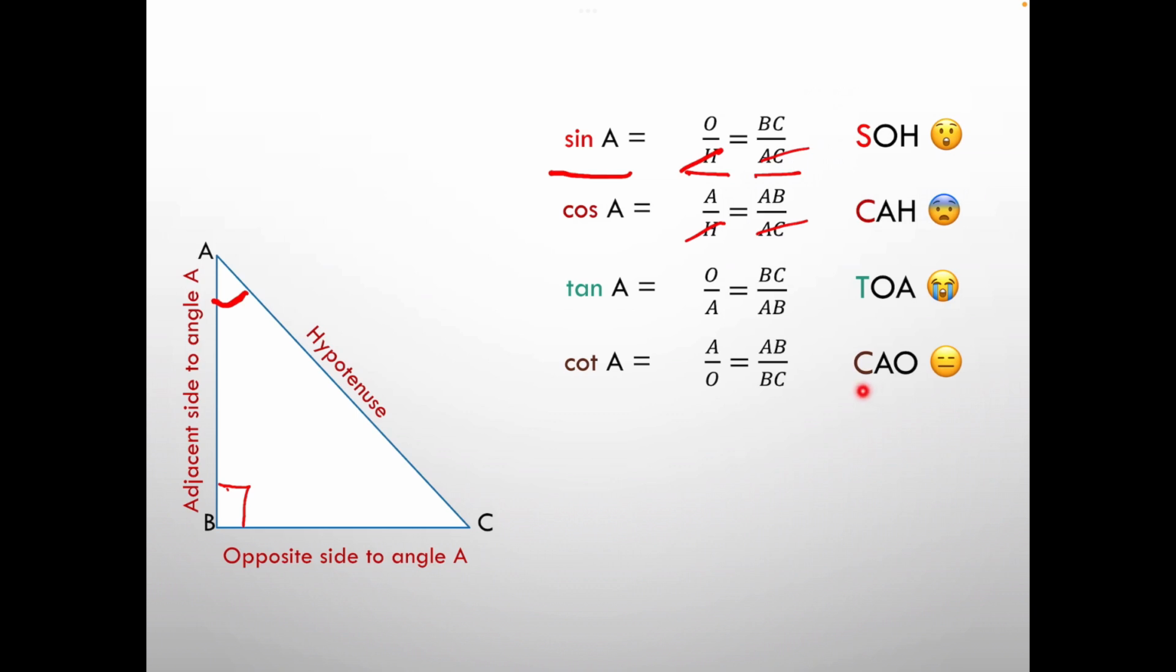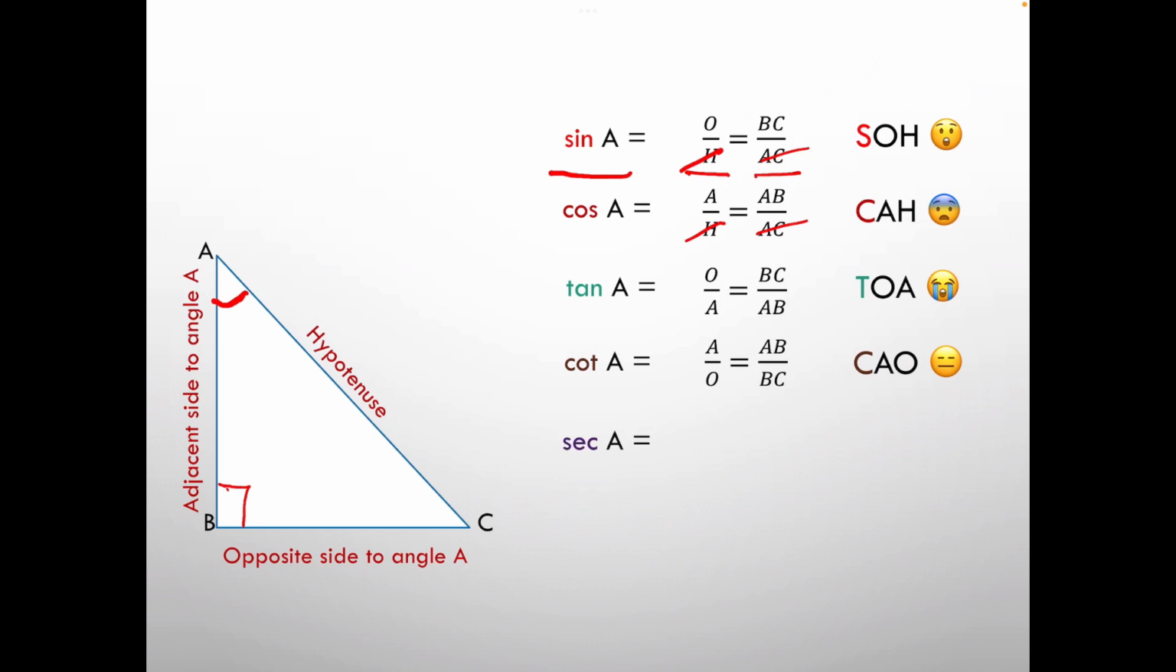Cow. Cot is C for cot, adjacent, opposite. Now someone is coming to you to relieve you, saying don't worry, nothing will happen, it will be all right, right? So cot is AO, cow.